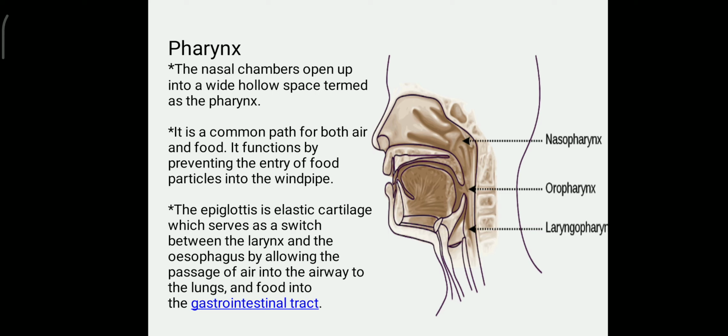I hope you remember that in the digestion class we already had a discussion about the epiglottis. The same thing I would like to say now. The epiglottis is an elastic cartilage which serves as a switch between the larynx and the esophagus by allowing the passage of air into the airway to the lungs and also food into the gastrointestinal tract. Are you clear? So the epiglottis acts as a switch, so that the air enters into the airway and the food enters into the gastrointestinal tract.